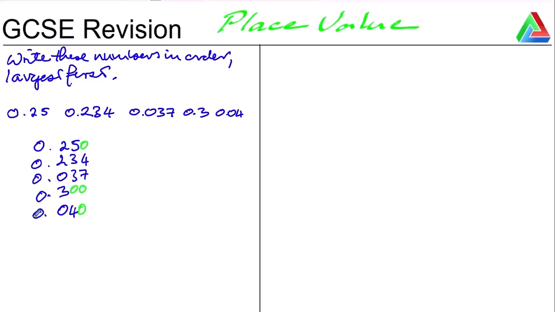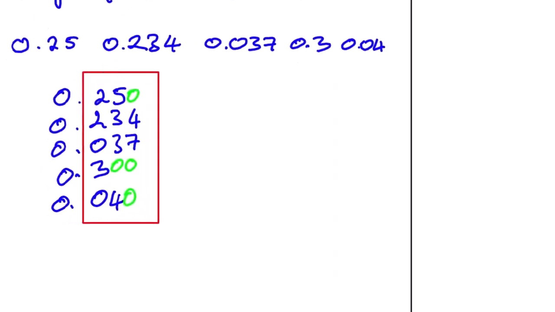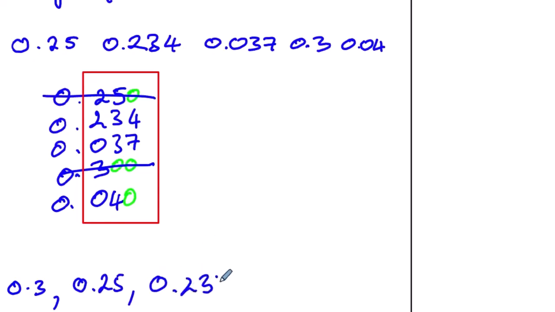So I'd have 0.040, 0.300 and 0.250. All of the numbers start with 0 point, so I can ignore this, and then I can look at this block of numbers here. The biggest number in here is 300, so 0.3 is the biggest number. Score it out. The next biggest number, I've got 250, so 0.25 is the next biggest number. Then I've got 234 is the next biggest. And I've got a 40 and a 37, so 0.04 and 0.037. This is how I would practically work this on an exam.